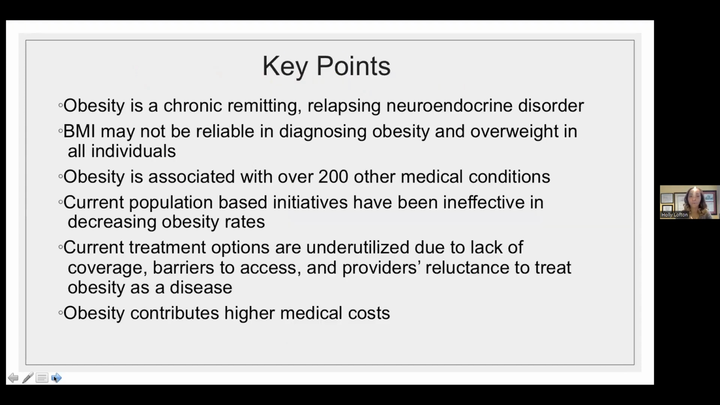So just in summary, I'll leave some time for questions. Obesity is a chronic, remitting, relapsing condition that is affected by neurobehavioral components. BMI, while it's easy to determine, is not the most reliable in diagnosing obesity, so we should use other modalities. Obesity is associated with many other medical conditions, and even though we have these population-based initiatives, they have not really been effective. So we should consider this a medical condition that we should treat with the options of lifestyle modification, pharmacotherapy, and surgery. However, on a policy level, our options are underutilized due to lack of coverage, prior authorization, barriers to access, and obesity does contribute to higher medical costs.